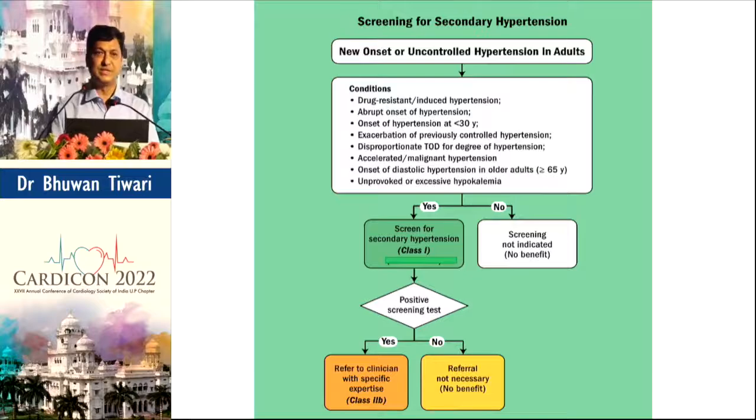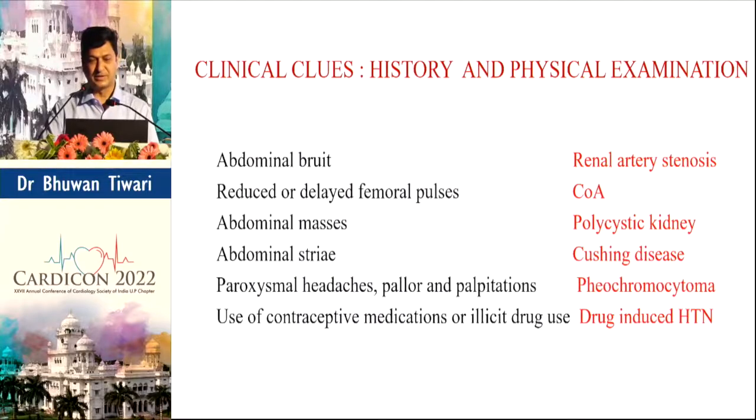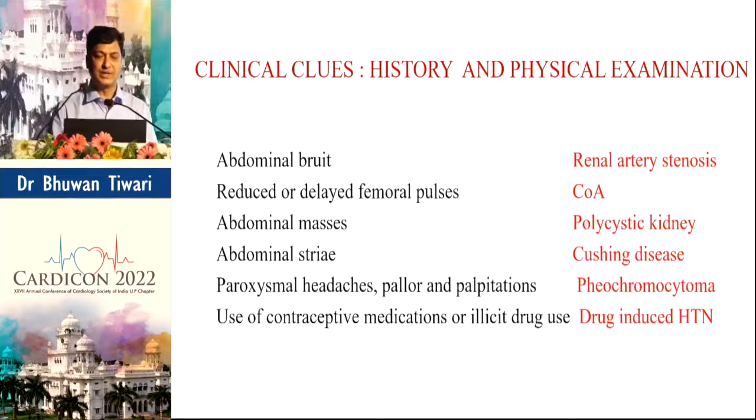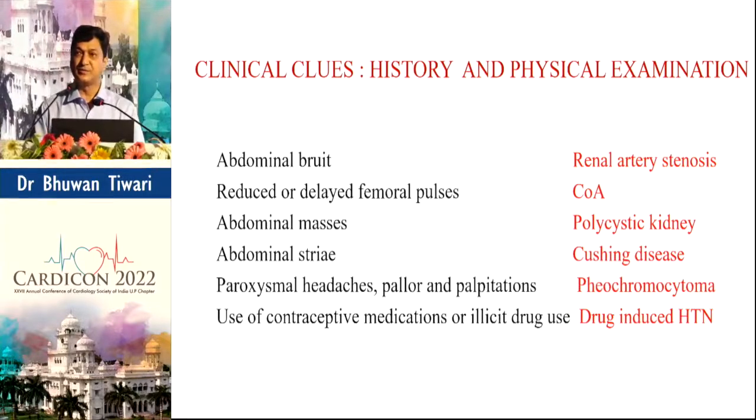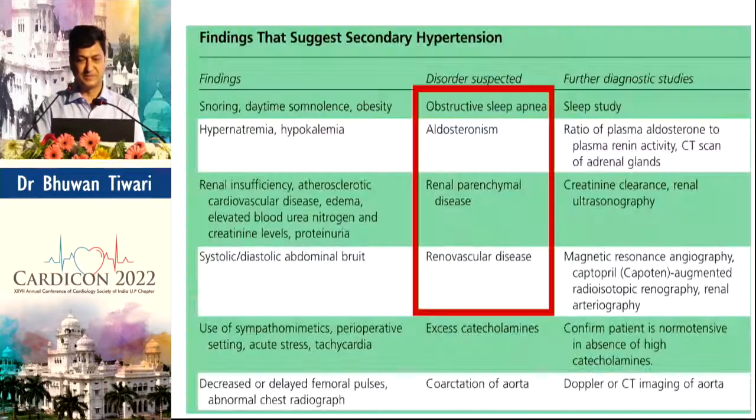And if there is a positive screening test, then we go for the definitive test. Definitive confirmatory tests are required after that. So some general clues, where we need to have a high index of suspicion for finding secondary hypertension cases: an abdominal bruit will suggest renal artery stenosis, abdominal masses could suggest polycystic kidney disease, paroxysmal headache and pallor will suggest pheochromocytoma. So these are the things we should keep in mind in clinical examination.